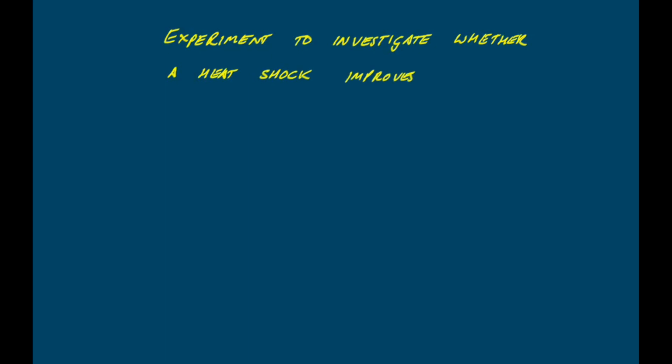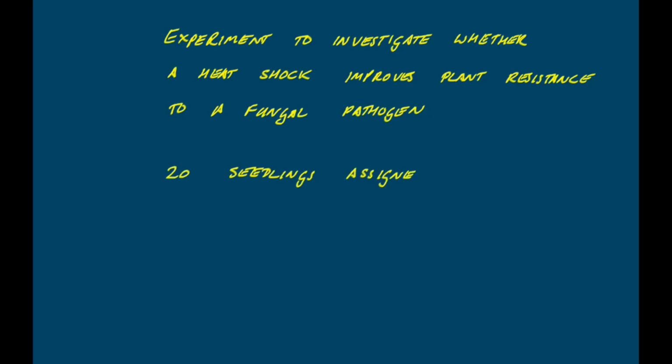Let's start by looking at the kind of experiment that might give you data that you would analyse with a two-sample t-test. So let's say, for our example, that you're interested in whether a heat shock improves the resistance of plants to a fungal pathogen. And you're working with bean plants. So what you might do is take 20 seedling bean plants, assign each one to either a control or a treatment group. The controls then don't get a heat shock, the treatment ones do get a heat shock.